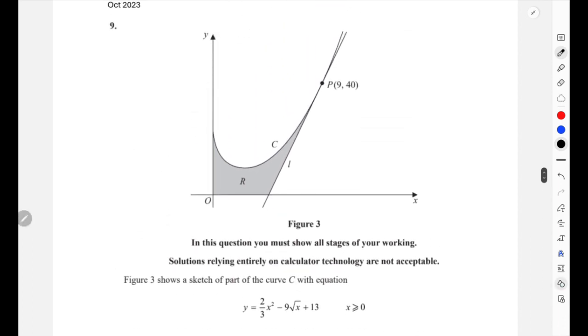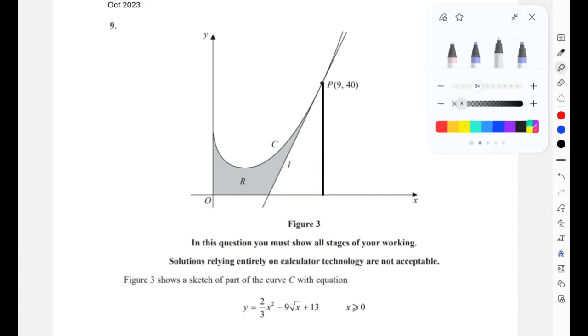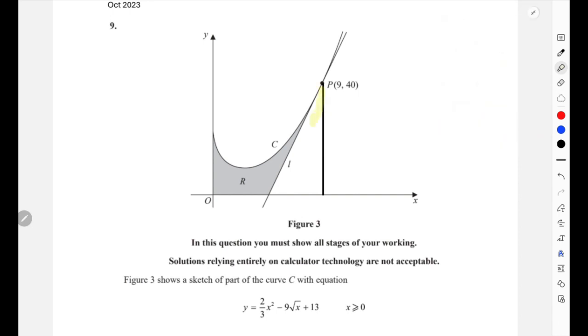Okay, now for this part, what I will do is use integration to integrate the equation for the curve. But when you integrate the equation for the curve, this is the total area that you are going to get, the entire area under the curve. The problem is, I do not want this entire area, right? I only want that shaded area. So I can do another thing.